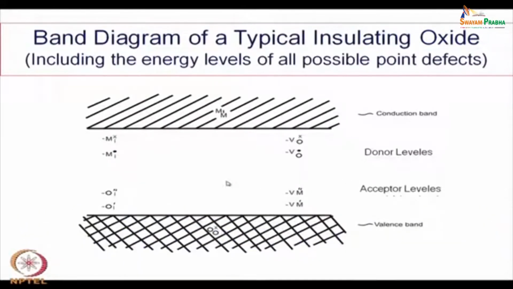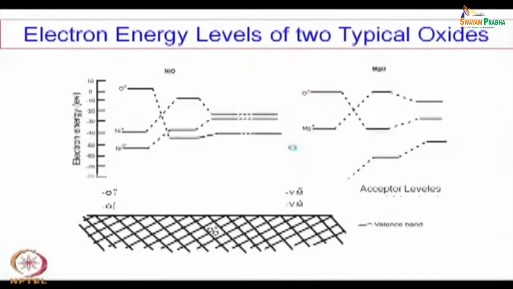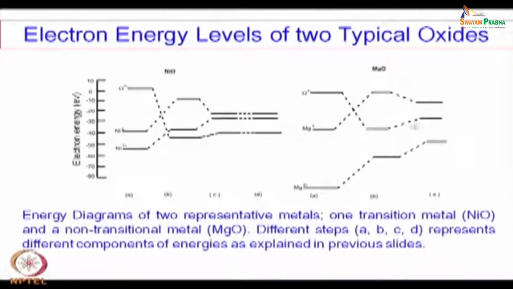With this, we go to, now we are talking about the band diagram of an oxide as per the earlier designation. So, the band diagram of a typical insulating oxide, including the energy levels of all possible point defects. For example, we have seen an insulating oxide here, so the O2- here and Mg+.